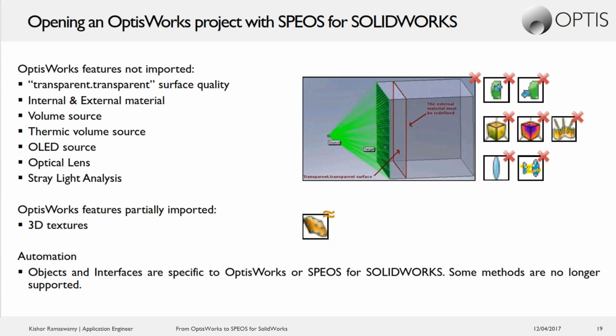And for 3D textures, it has essentially been imported except for this add-on different layer, which is the only feature that was not imported. And then a final note for automation. If you were previously using a script or a macro inside of OPTISWORKS, some of the objects and methods might have changed inside of SPEOS for SOLIDWORKS. So the names of some of the methods or the objects that were being called inside of a macro may be slightly different in the new version.